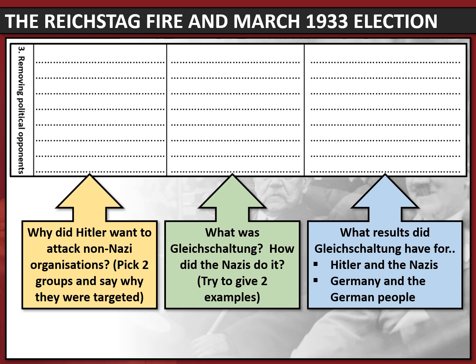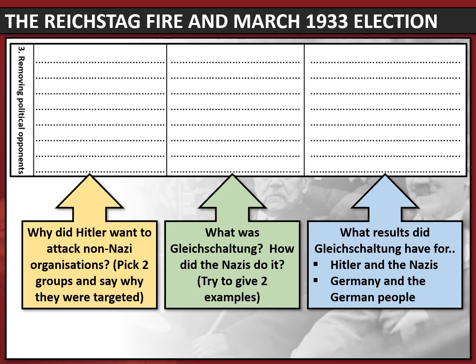Secondly, in the middle box, you need to say what Gleichschaltung was and how the Nazis did it. Now again, I recommend you give 2 examples. So you could say, what did the Nazis do to trade unions and what did they do to political parties, if you like. And in the box on the right, you're going to explain what results did Gleichschaltung have for Hitler and the Nazis and Germany and the German people.